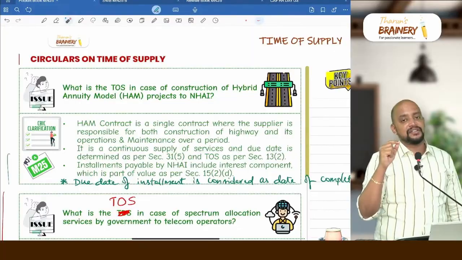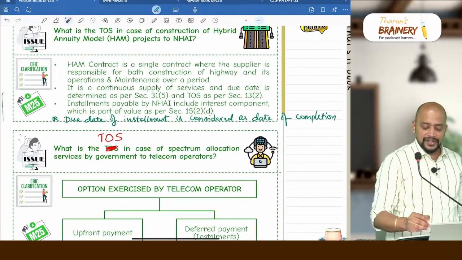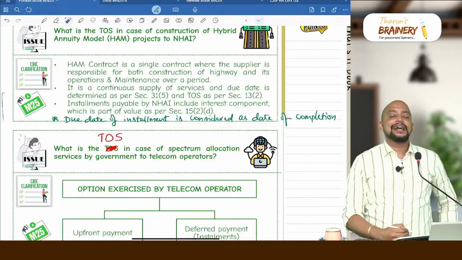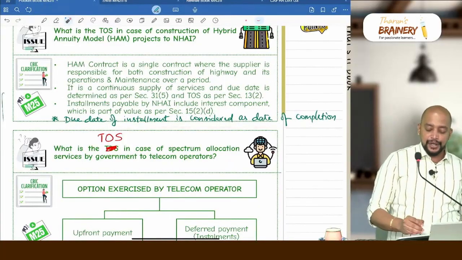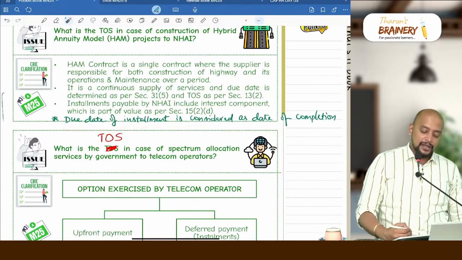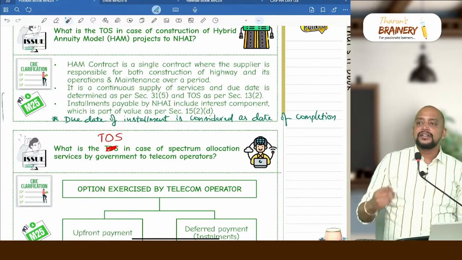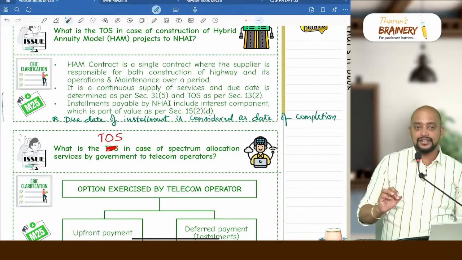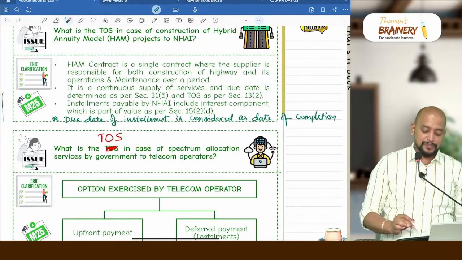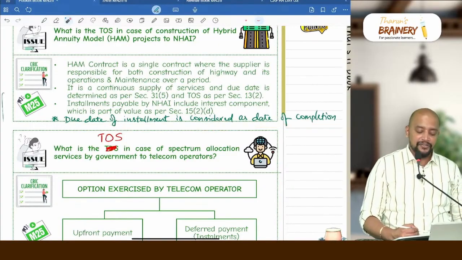That is why they have given this clarification. So please write down. Due date of installment is considered as date of completion. Okay. So initially there was no clarity, and thereafter, in the study material they have given this, and clearly they have specified due date of installment is considered as the date of completion.